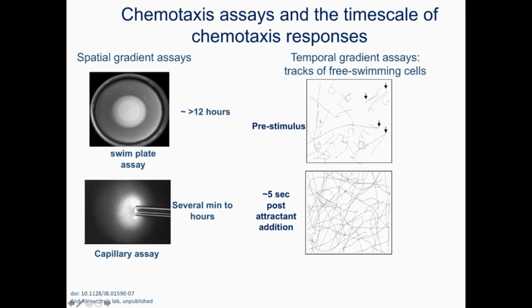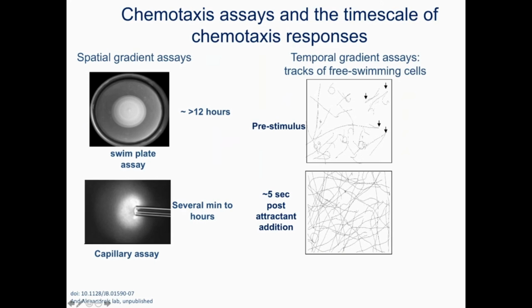A much more direct way to measure chemotaxis corresponds to the temporal gradient assay. In these assays, you directly use computerized motion analysis to track free-swimming cells and their response to the addition of an attractant or a repellent. So here is an example where you have tracks of free-swimming motile bacteria, with the arrow pointing to examples of change in swimming direction.